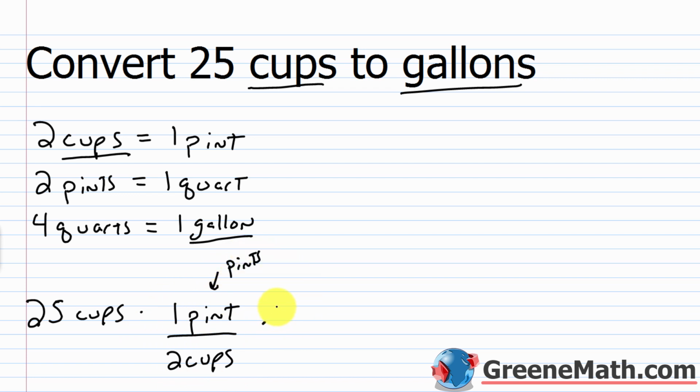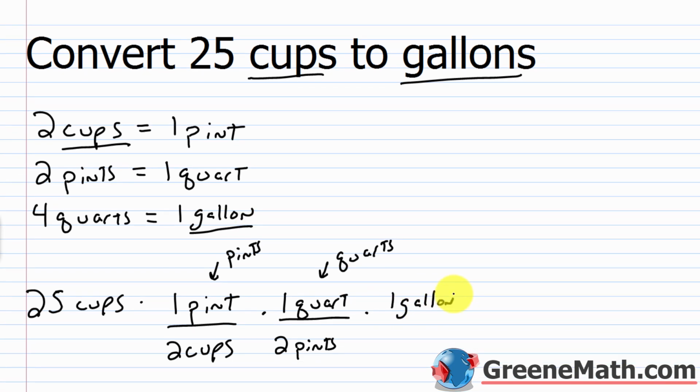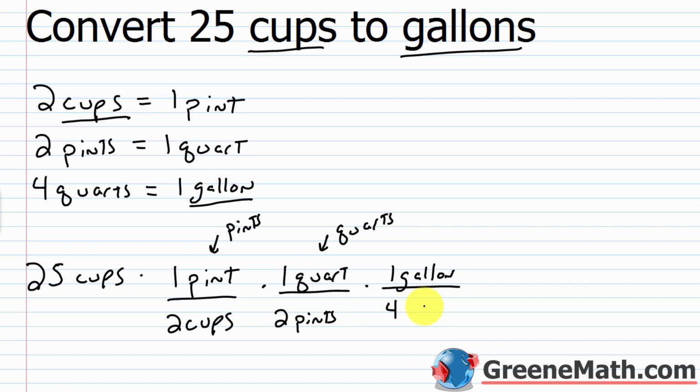So I'm going to multiply again. Now I'm going to go to quarts. So I have the relationship between pints and quarts. I want to go to quarts, so 1 quart is going to be in the numerator, and 2 pints is going to be in the denominator. Again, just put the units you want to end up with in the numerator. So this is going to put it in terms of quarts now. Now the last step is to put it in terms of gallons. So I have 4 quarts equals 1 gallon. So I'm going to multiply one more time. Again, gallons will be in the numerator, so 1 gallon will be up top, and 4 quarts will be on the bottom in our denominator. Okay, so this will put it in terms of gallons.